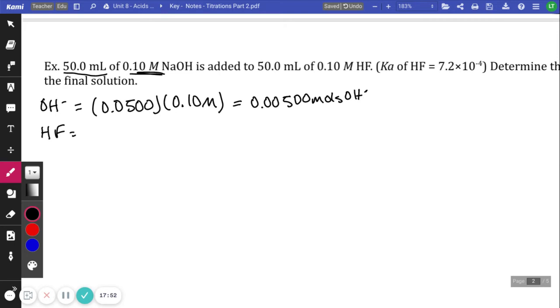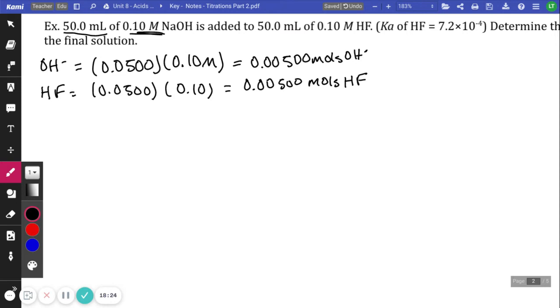Also need to figure out the moles of my HF. So my HF is going to be equal to 0.05 liters times my molarity, which gives me 0.00500 moles of HF. All right, we can already see that those are the same. So we can tell that this is at the equivalence point, which means that we're going to have a basic salt at our equivalence point, and we'll have to calculate the pH of that.